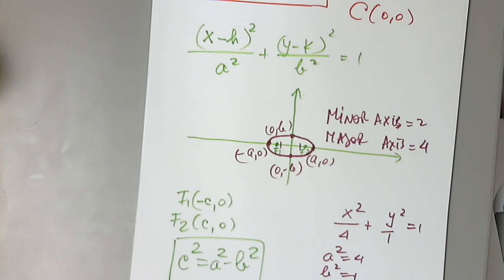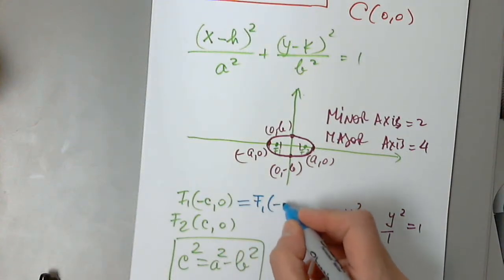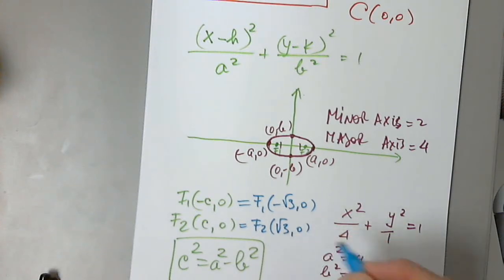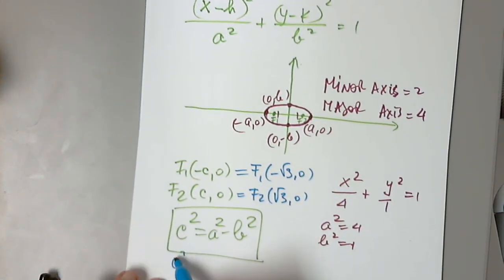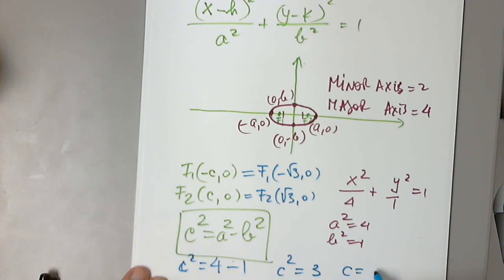Okay, so I have a squared, which is 4. I have b squared, which is 1. 4 minus 1 is 3. So the coordinates of F1 will be negative the square root of 3 comma 0 and F2 the square root of 3 comma 0. Why? One more time. Because c squared equals a squared, which is 4, minus b squared, which is 1. So c squared being 3, c is plus or minus the square root of 3, and that's how I get these.